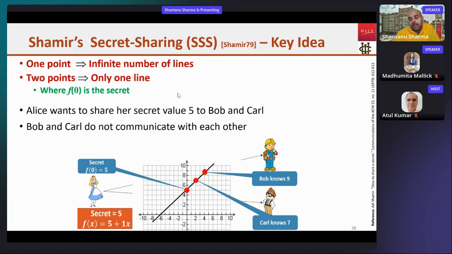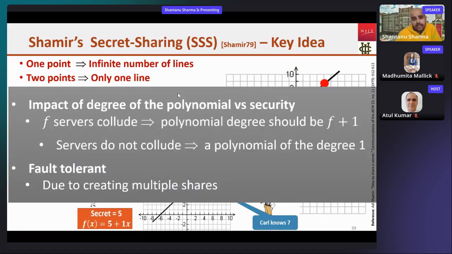It is considered that Bob and Carl will never communicate with each other. If Bob and Carl communicate or collude with each other, they will know the secret value that Alice is storing. Unless these two servers collude, they can never know what value Alice has stored. Now whenever Alice wants to get the value back, Alice will ask Bob and Carl, whatever values you are storing, give me back. And Alice will perform Lagrange interpolation and get the value back. So this is the idea of the secret sharing based technique.